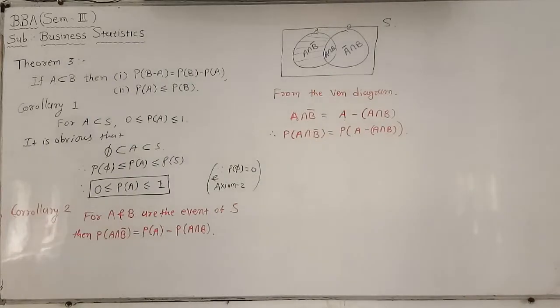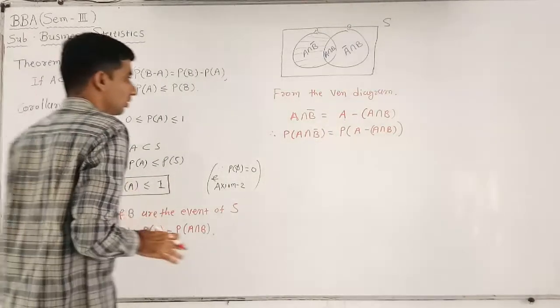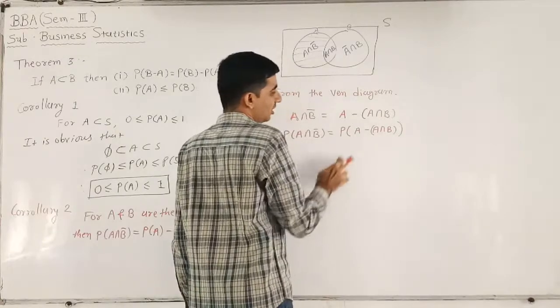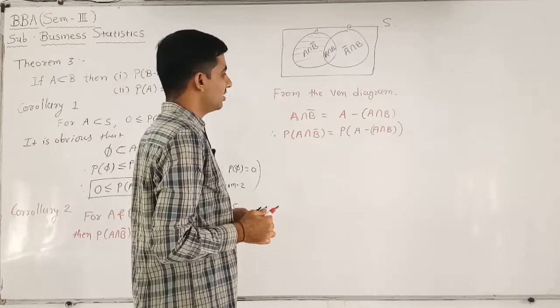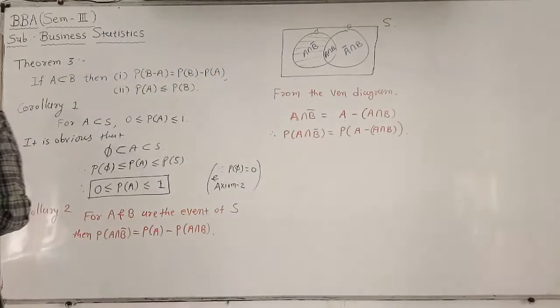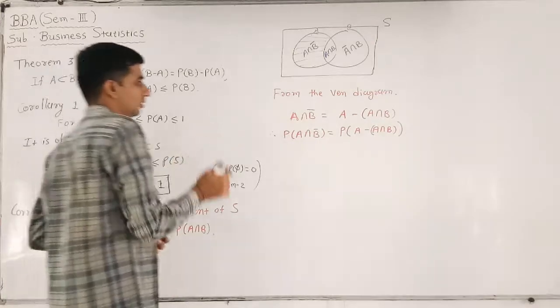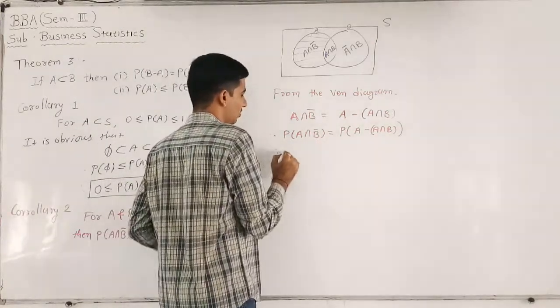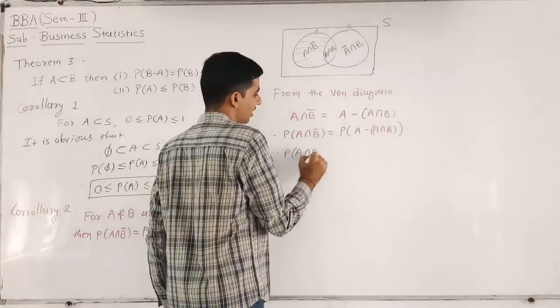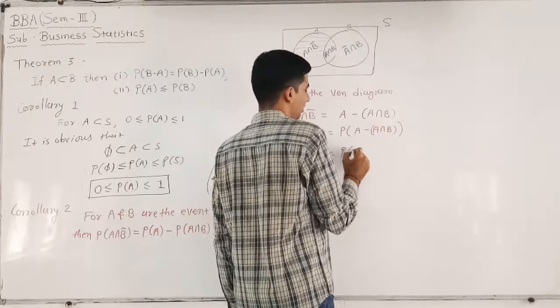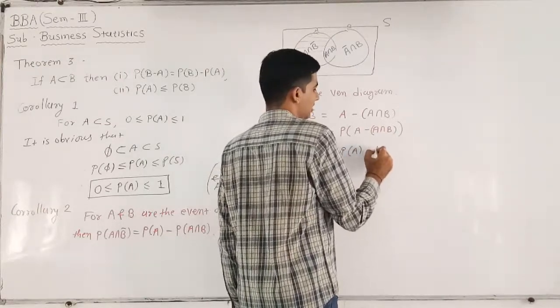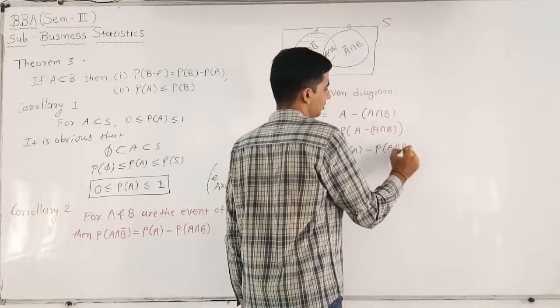Now, A minus A intersection B: P of A minus P of A intersection B. Therefore P of A intersection B bar is equal to, applying this probability, P of A minus P of A intersection B.